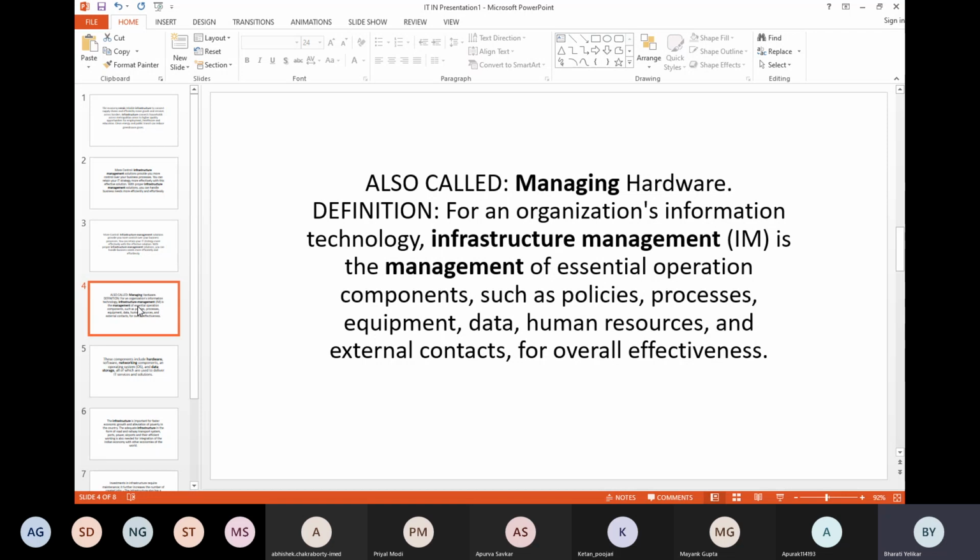And as it is said, management of essential operation components. So which are the operation components? Like policies. For fulfilling these policies, rules and regulations, you have to decide some processes. Then for that you need equipment, and data also plays an important role in the organization. Of course, human resources and external contacts, so that you can run your business efficiently and effectively.